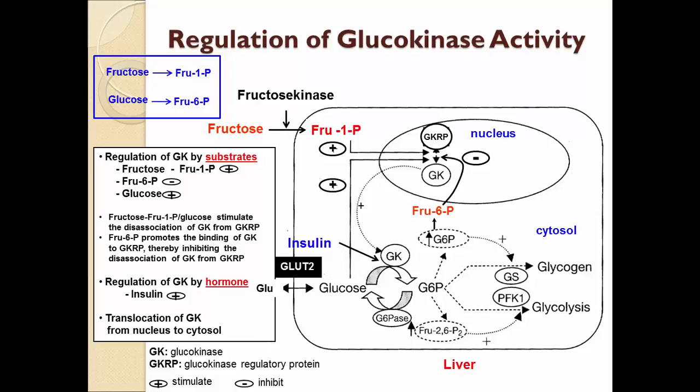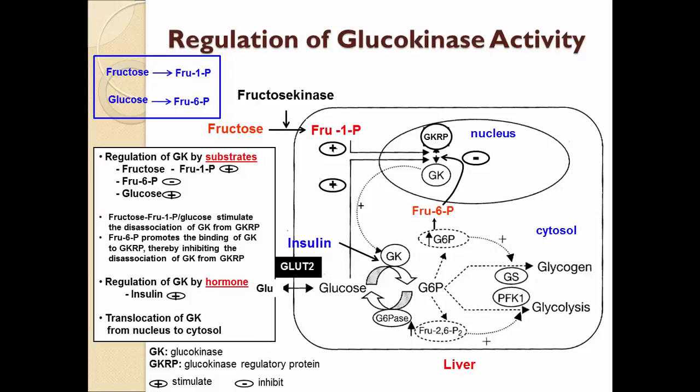And you also want to remember the hormone, insulin. So basically, you remember the regulation: glucokinase is sequestered in the nucleus by the glucokinase regulatory protein. Fructose 1-phosphate is the substrate that can dissociate glucokinase from the glucokinase regulatory protein.